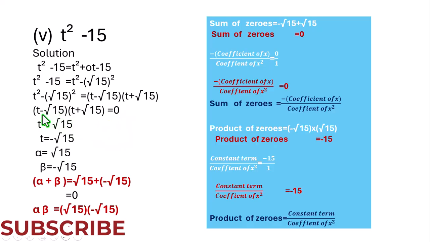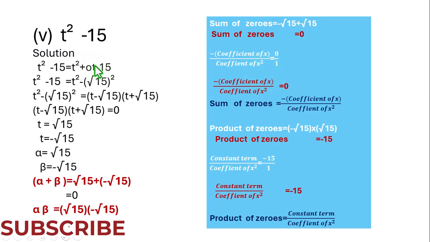Equal to 0. t minus root 15 into t plus root 15 is equal to 0. That is t is equal to root 15, t is equal to minus root 15. One zero is equal to root 15, another zero is equal to minus root 15. Alpha plus beta is root 15 plus minus root 15, like terms with the opposite sign, so 0. Then alpha into beta is equal to root 15 into minus root 15, which is minus 15. Sum of zeros is equal to 0. Then minus coefficient of x upon x square.